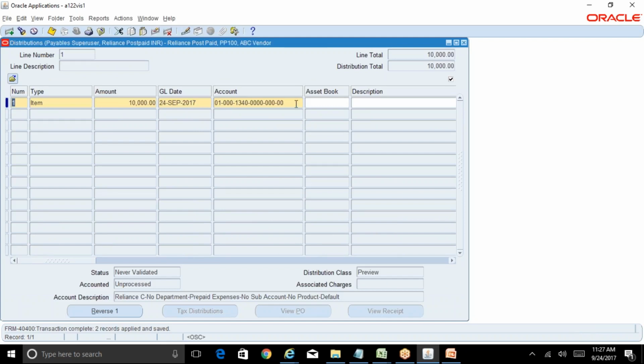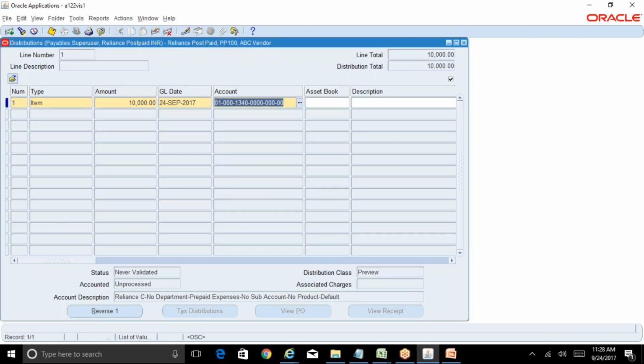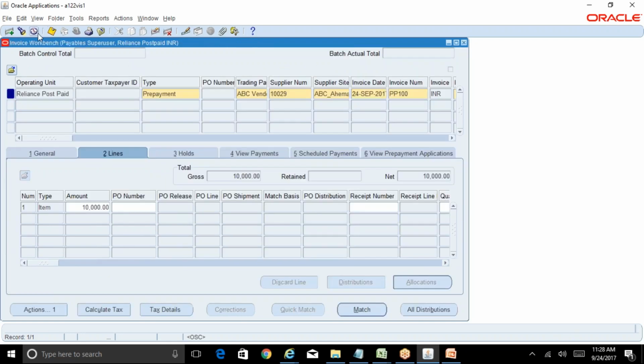An account is automatically defaulted here. Can somebody tell me from where exactly this account is defaulted? Supplier side, exactly. The prepayment account, which is nothing but prepaid expenses, is defaulted from the supplier side, and under the supplier side it has defaulted from the financial options. So if you make some changes on the supplier side, that will be defaulted here. Generally you do not make changes to the account, it will be defaulted from the supplier side. Okay, save this.